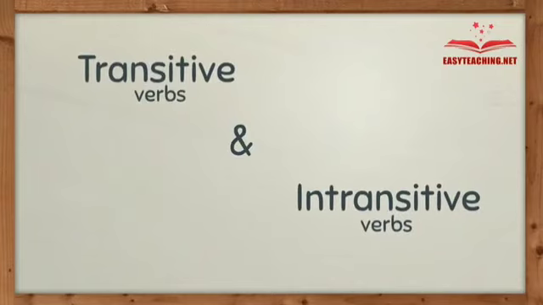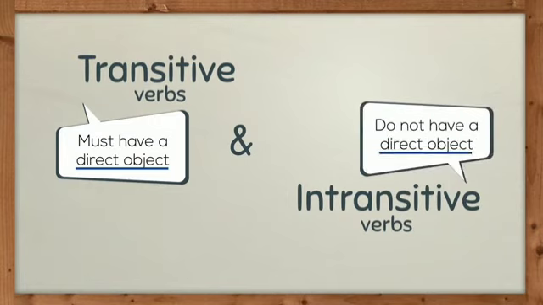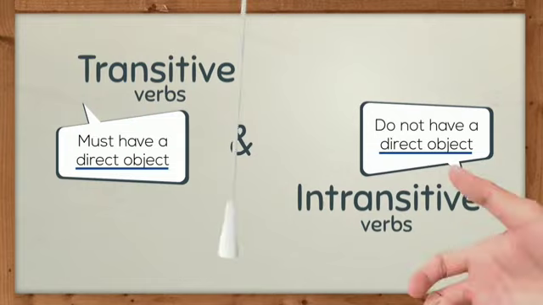Transitive and intransitive verbs. Verbs can either be transitive or intransitive. Transitive verbs must have a direct object to complete the thought. Intransitive verbs do not have a direct object. Let's start by reviewing what a direct object is.